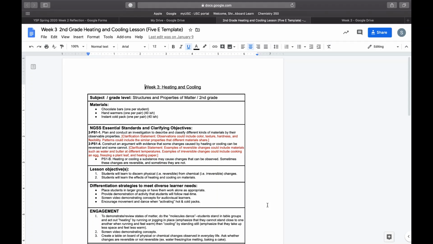Hey guys, so this is the week 3 lesson of the YSP second grade curriculum for this spring. This is the first lesson where we've talked about materials the past 2 weeks. Now we're going to start talking about matter more specifically. So it's more chemistry related, I guess.